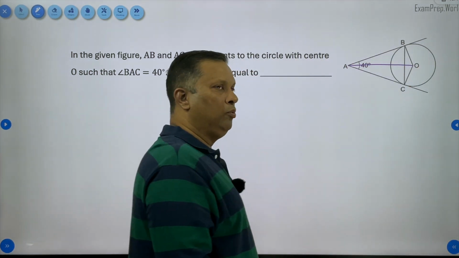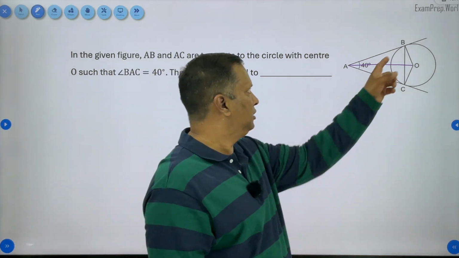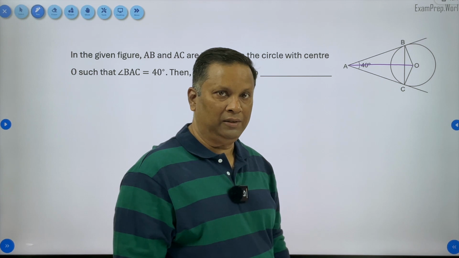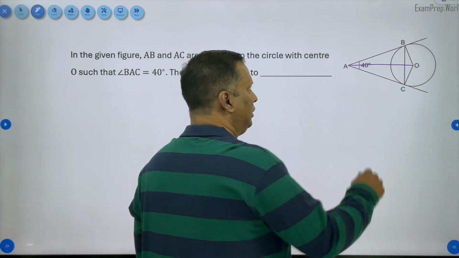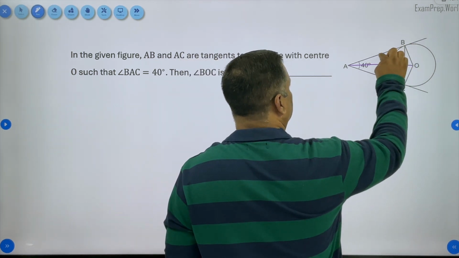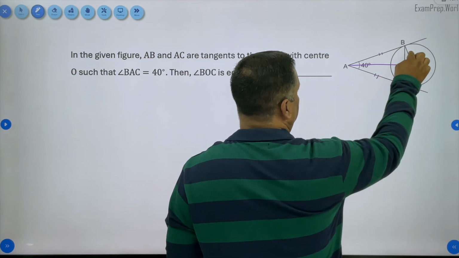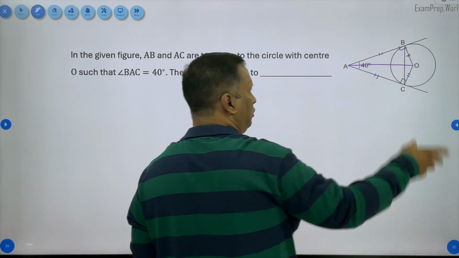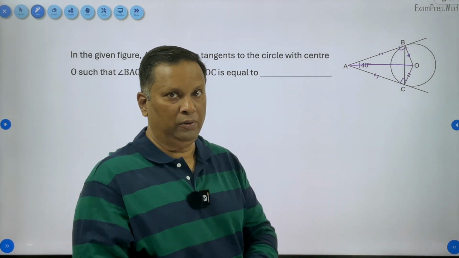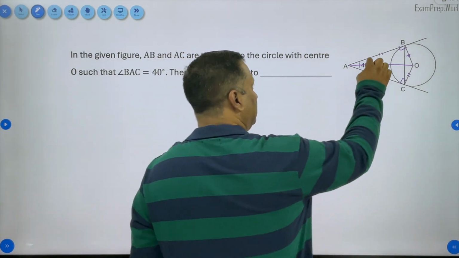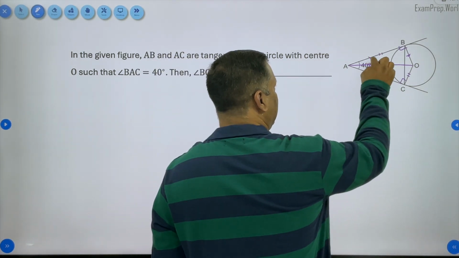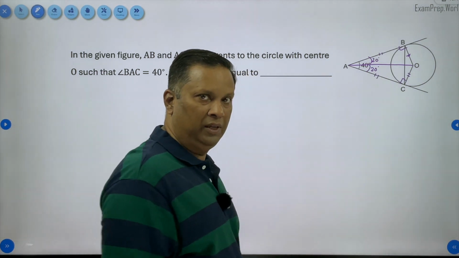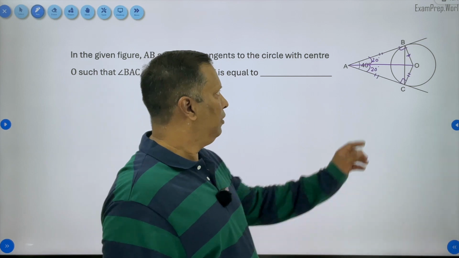Now, how many triangles do you have? I see two triangles, ABO and ACO. And these two triangles are congruent. Why are they congruent? Because this side is equal to this side, which is equal to this side, and both have 90 degrees, so by SAS congruency both triangles are congruent. So now that means this angle should be equal to this angle, which is 20, and this is also 20. Correct?